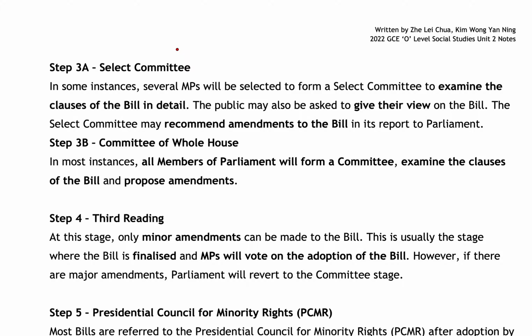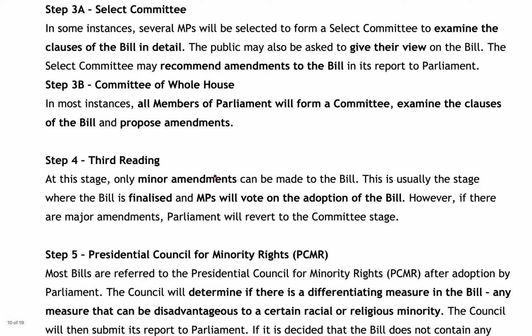The public also sometimes may be asked to give their view on this bill itself. The select committee will then present their findings to Parliament as a whole house, and then they will talk about amendments and see how it goes from there.